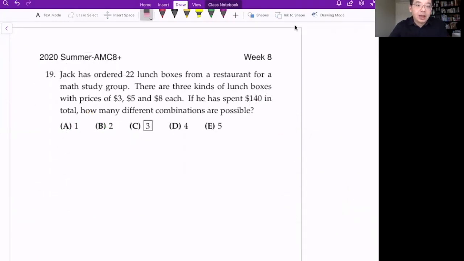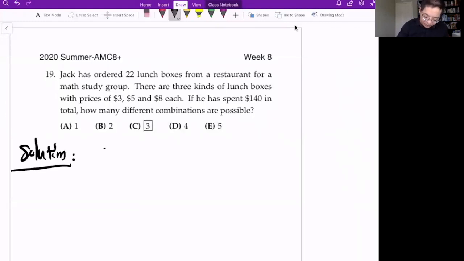Problem 19. Jack has ordered 22 lunch boxes from a restaurant for a math study group. There are 3 kinds of lunch boxes, with prices of $3, $5, and $8 each, respectively. If Jack has spent a total of $140, we need to find all the possible combinations. The best way to solve this kind of problem is to introduce variables and do algebra. So, solution.